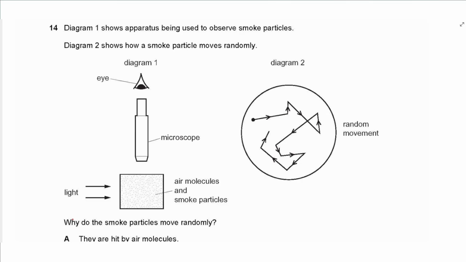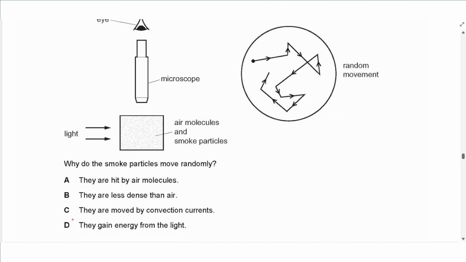Question 14 says diagram 1 shows apparatus being used to observe smoke particles. Diagram 2 shows how a smoke particle moves randomly. Why do the smoke particles move randomly? They are hit by air molecules, yes. They are less dense than air. That would just mean that they will move upwards, not randomly. They are moved by convection currents, again upwards and downwards. They gain energy from the light. No, they would move the same way if there was no light. So the answer here is A.